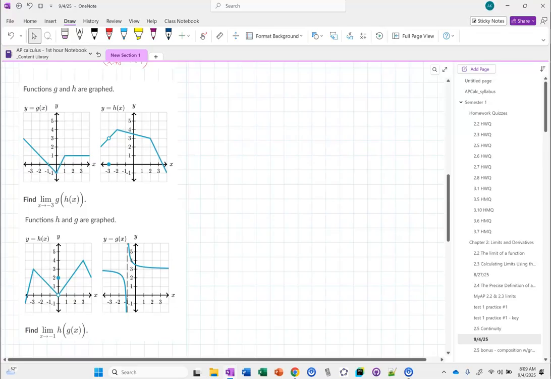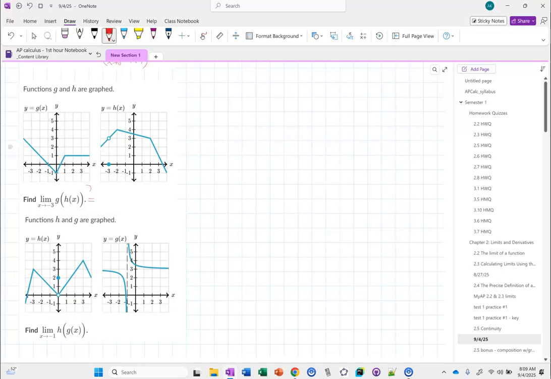So again, same idea. Okay, well, I have a limit of a composition. I'm going to hope that I can just push that limit inside.